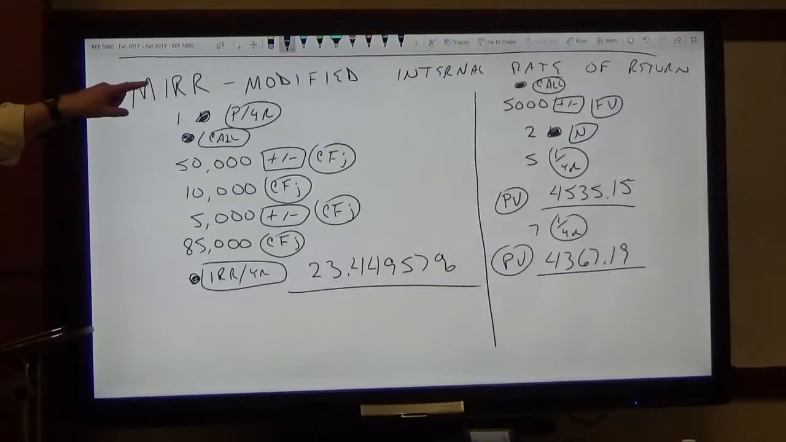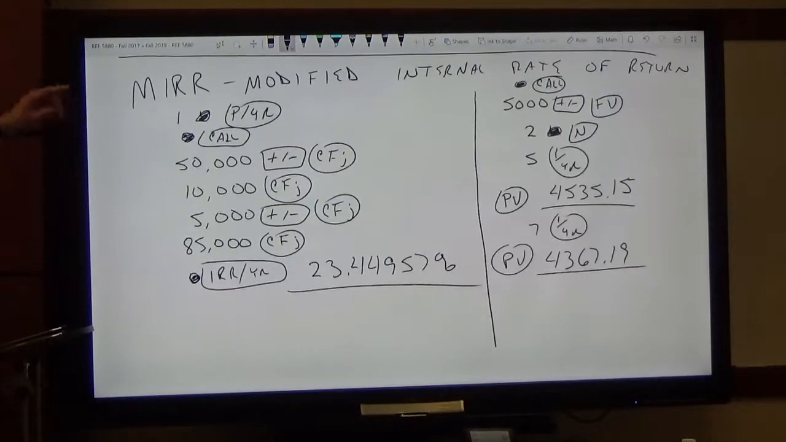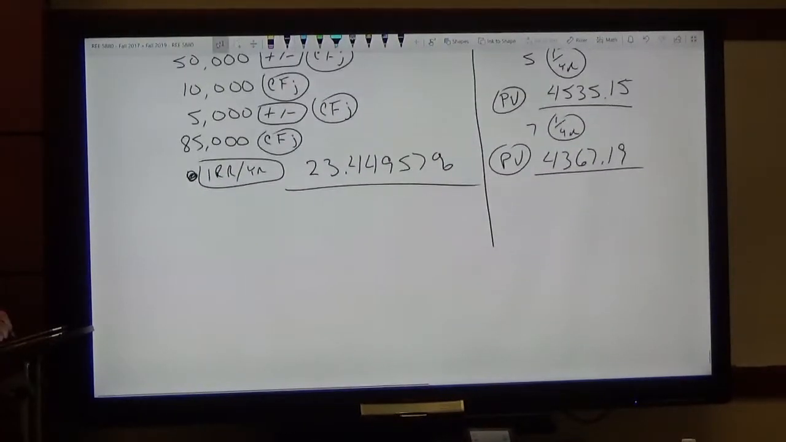Okay, so we should match. Yes? Okay, does everybody see the connection? Yes or no? Yes. Okay, now, basically we're going to do the same thing on the 10,000 cash flow in terms of compounding it forward.